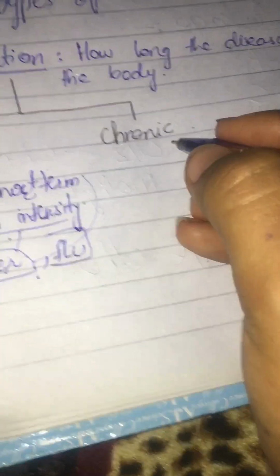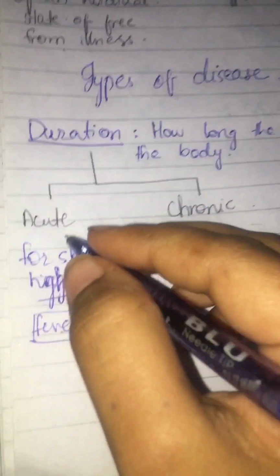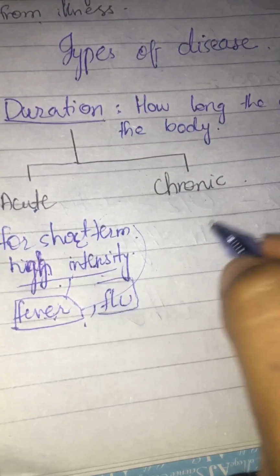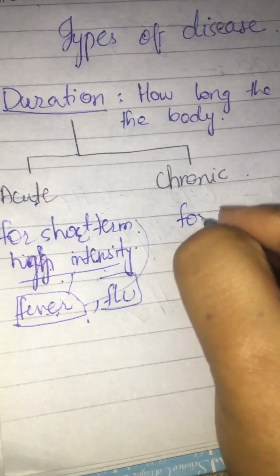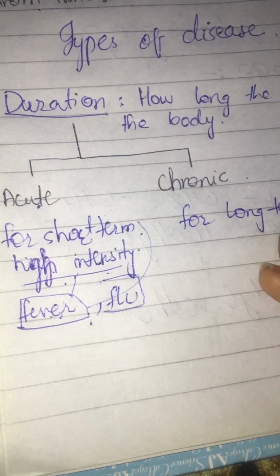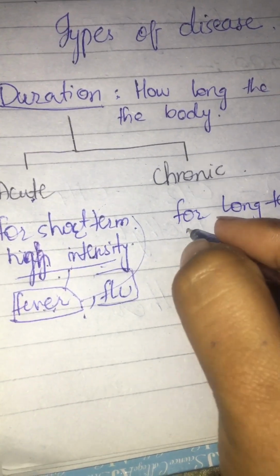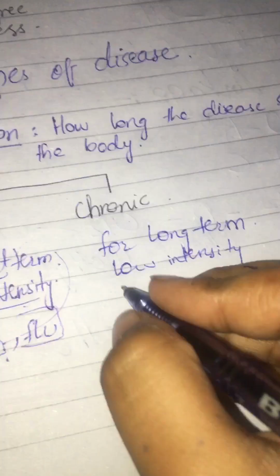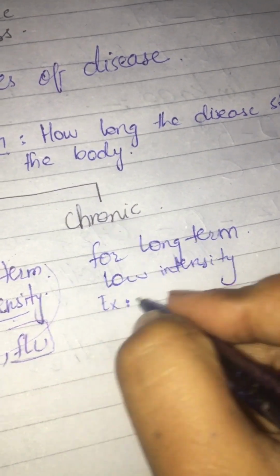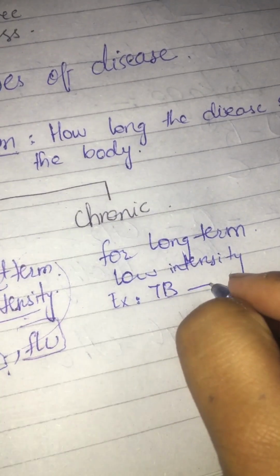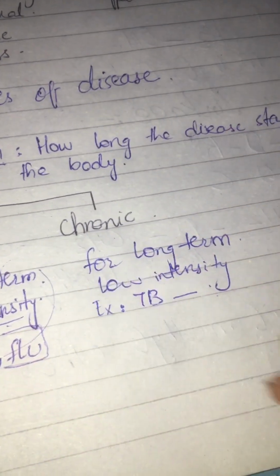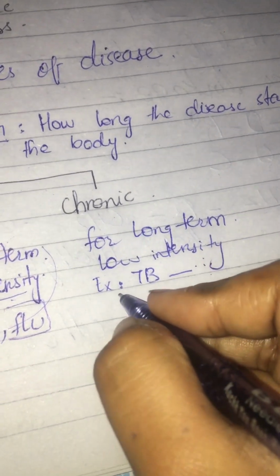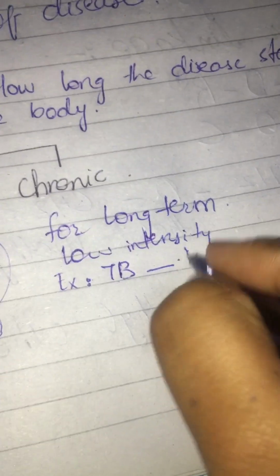Okay, so now let's take chronic. It's basically the opposite of acute. What was acute was for the short period and had high intensity, but chronic is for the long term and has low intensity. For chronic we take the example of TB. It is for a very long period, but it has less intensity. TB can be caused by bacteria.